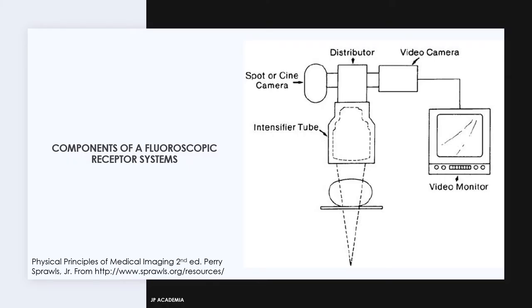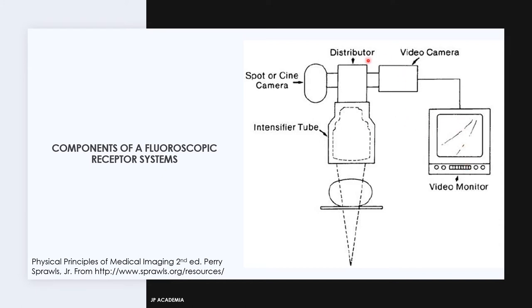The first major development in fluoroscopy was the introduction of the image intensifier tube, shown in this image. This tube produces a much brighter image than the fluorescent screen, and its images can be viewed in a lighted room. The next development was the video system, or the TV system, to transfer the image from the image intensifier tube to a large screen as illustrated here.